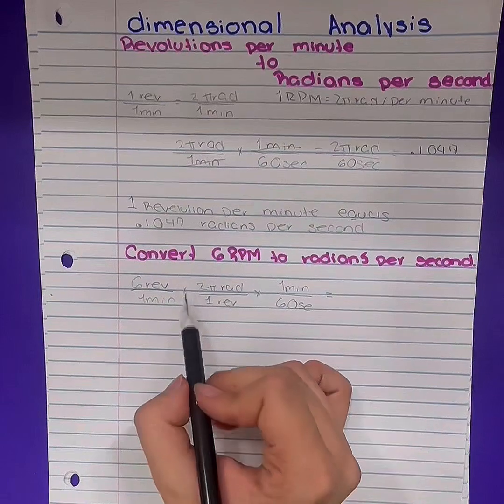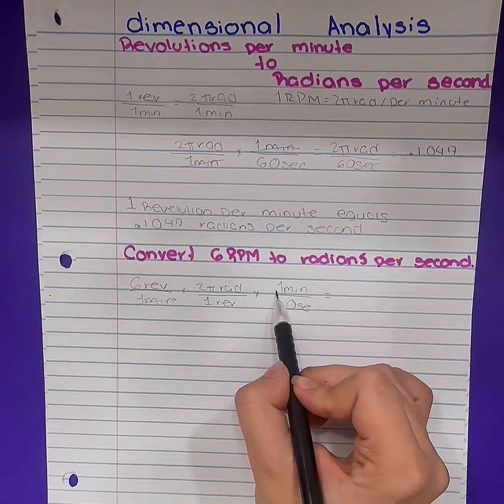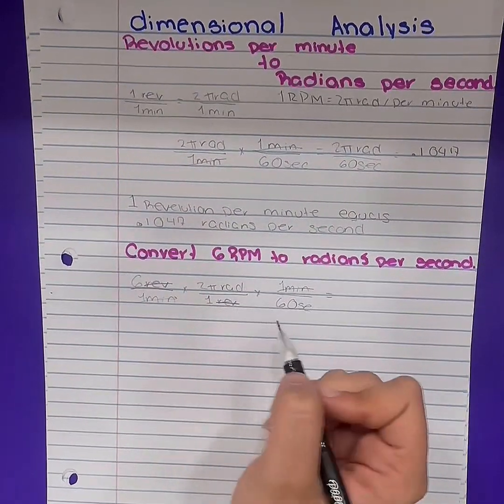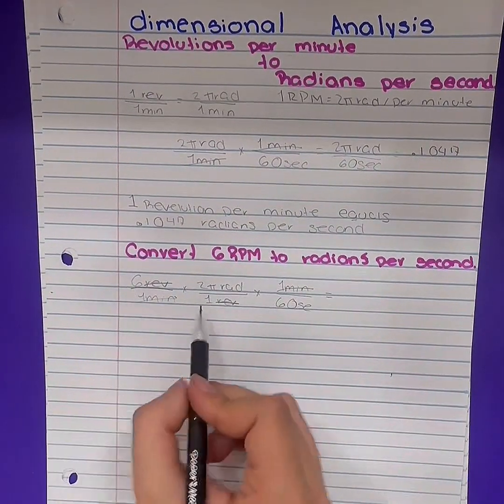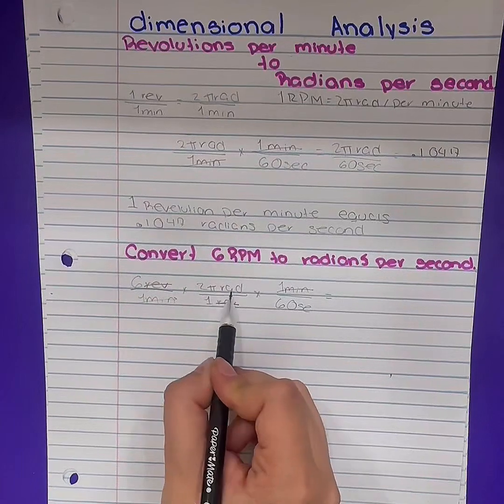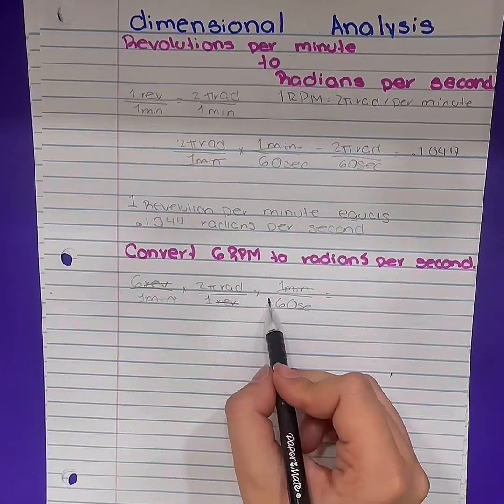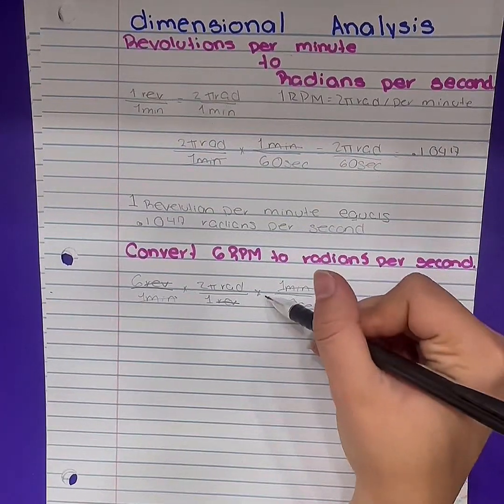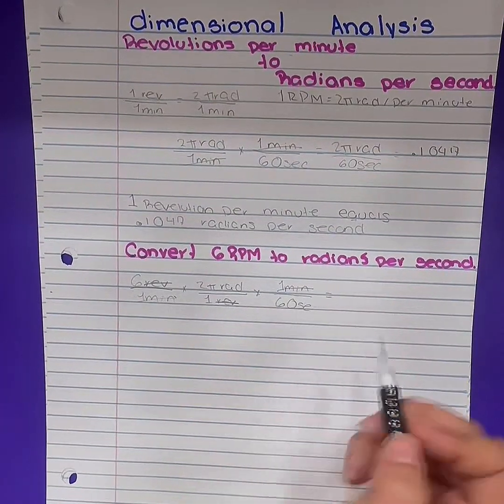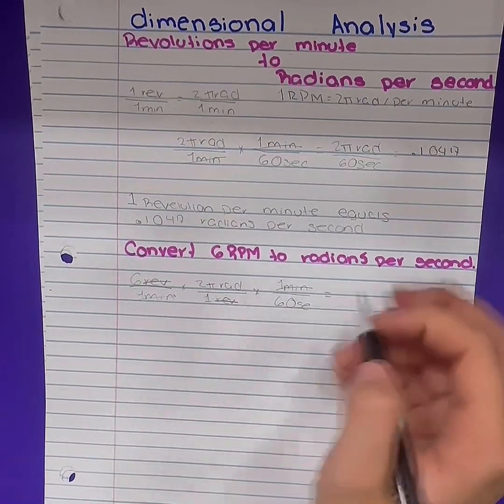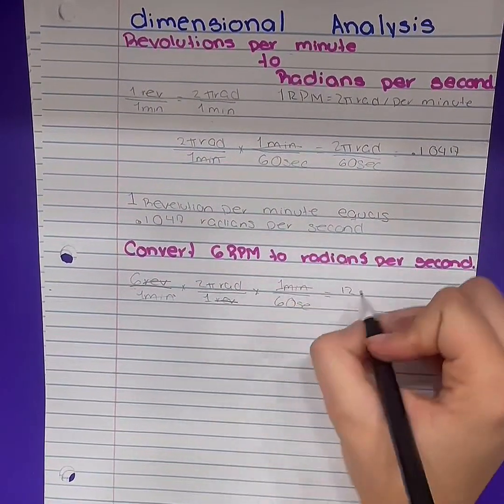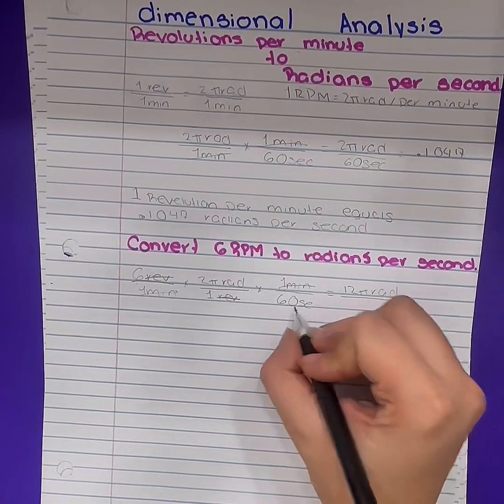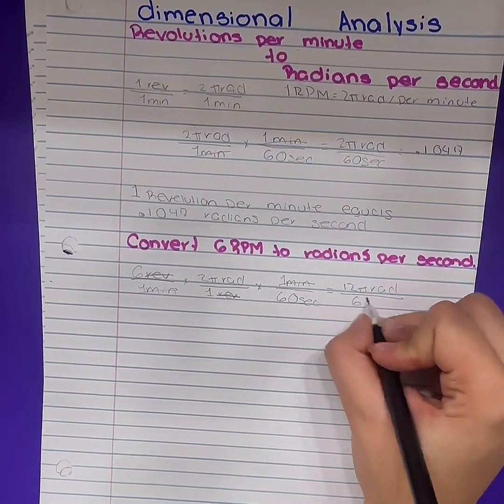Now, we can cancel this one and this one. We can cancel this unit and this unit, and we're left with 6 times 2 pi radians times, in this case, since it's on the denominator, we divide it, so it's divided by 60. So 6 times 2 is 12 pi radians over 60 seconds.